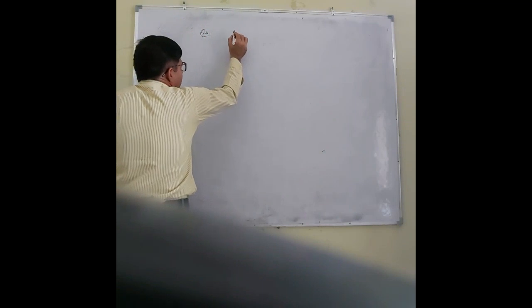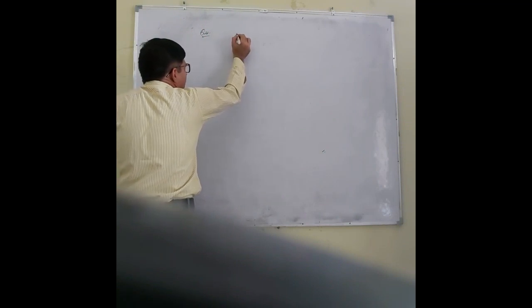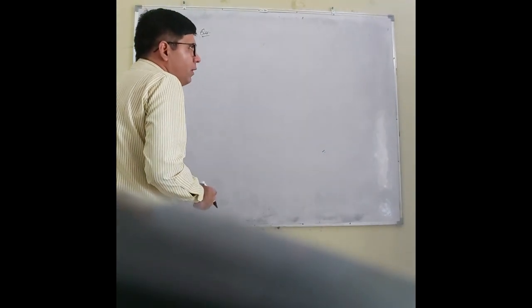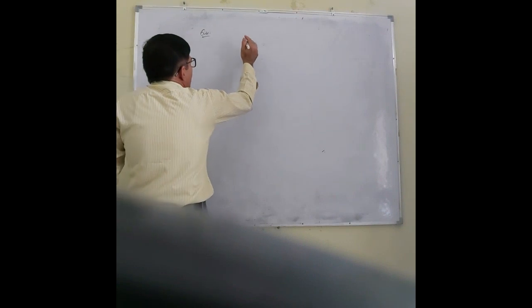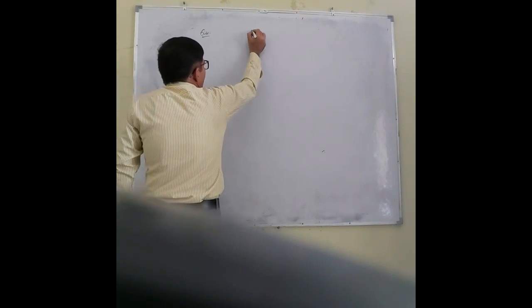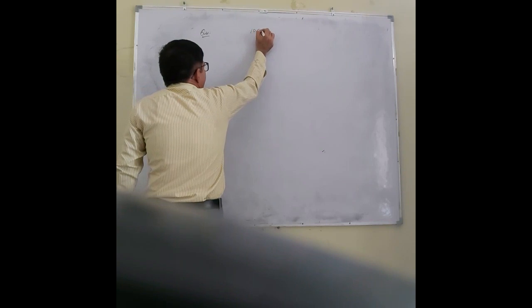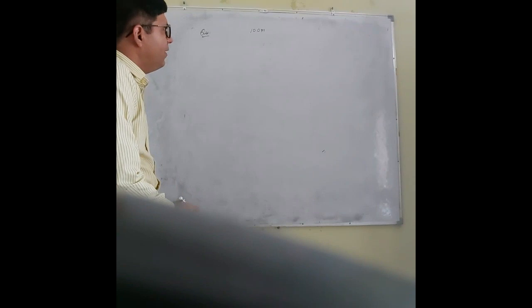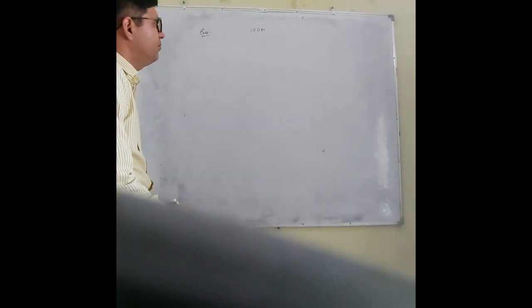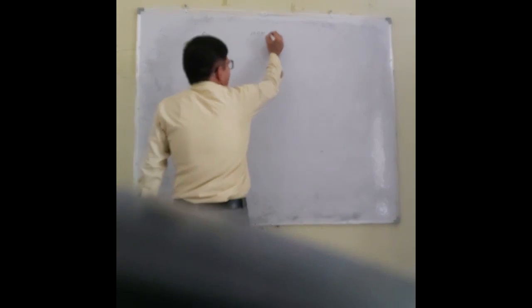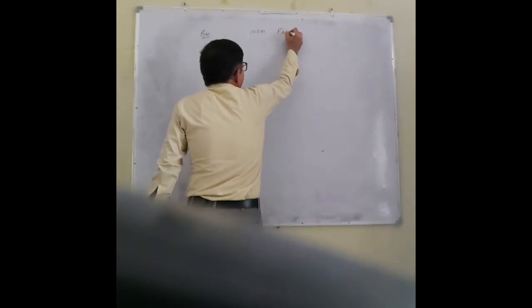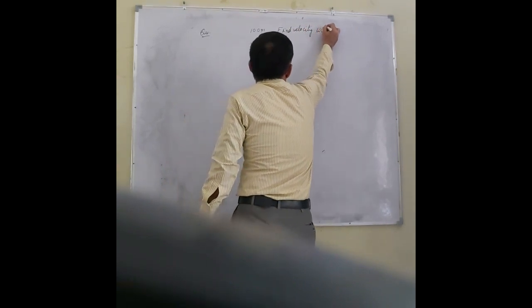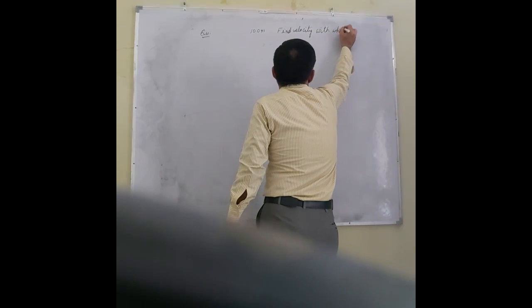My question is, a ball is thrown to a height of 100 meter. Right? Find the velocity with which the ball is thrown.